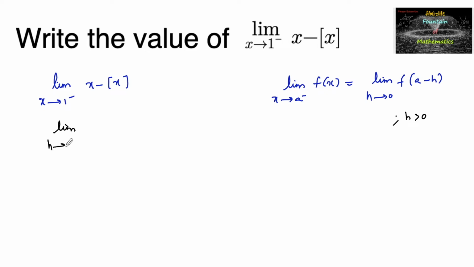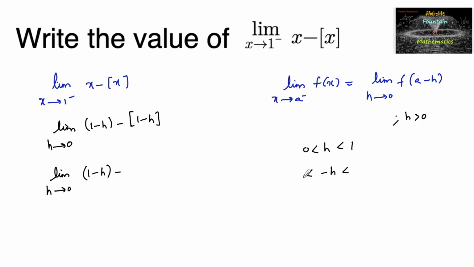So limit h tends to 0 f of a minus h, that is 1 minus h minus [1 minus h]. In place of x we can substitute 1 minus h, a is equal to 1 here. So we can write limit h tends to 0, 1 minus h minus, and for h a very small positive value, since h lies between 0 and 1, minus h lies between minus 1 and 0, and 1 minus h lies between 0 and 1.